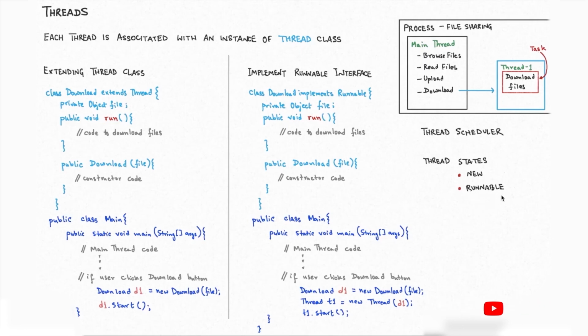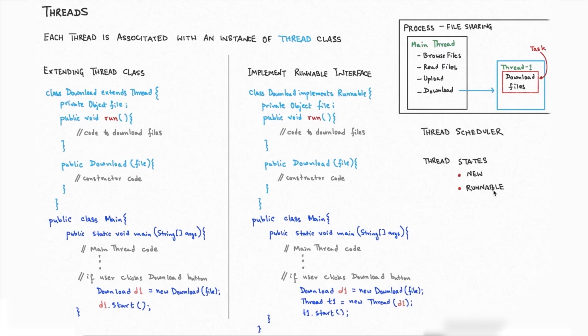The next state that a thread can be in is the runnable state. And do not confuse the runnable state with runnable interface. This is just the state that a thread can be in. Here, runnable is an interface that a class can implement. So what is the runnable state? The runnable state is interesting. When we start the thread, it goes into runnable state. But that does not mean that the thread is executing. It only means that it is ready to execute. It is the job of the thread scheduler to take that thread and execute it.